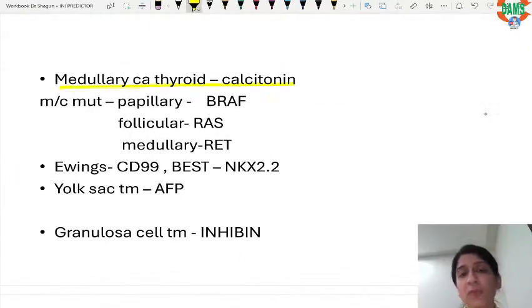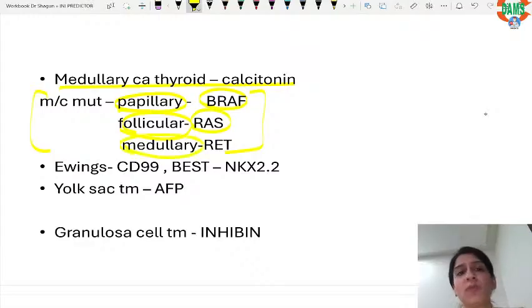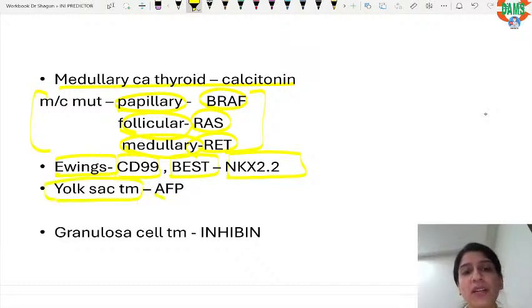For medullary carcinoma of thyroid, calcitonin. Pause a little, important questions. For papillary, the most common mutation is BRAF. For follicular thyroid carcinoma, the most common mutation is RAS. And for medullary thyroid carcinoma, the most common mutation is RET. Okay, now coming back to the IHCs, Ewing's, I had said CD99, but nowadays the best marker for Ewing's is NKX2.2. For yolk sac tumor, AFP positive.